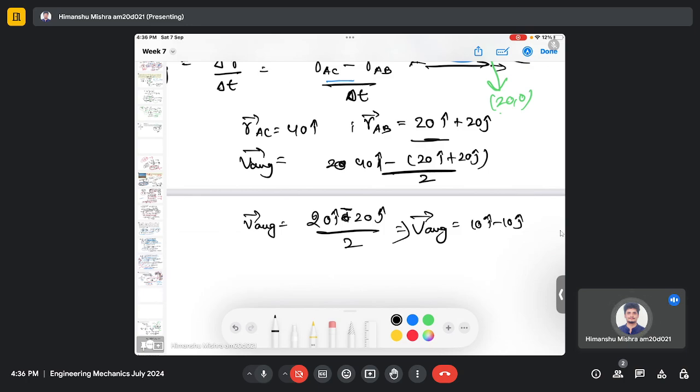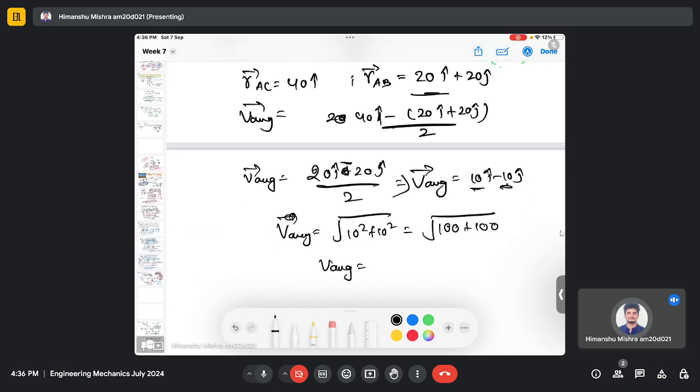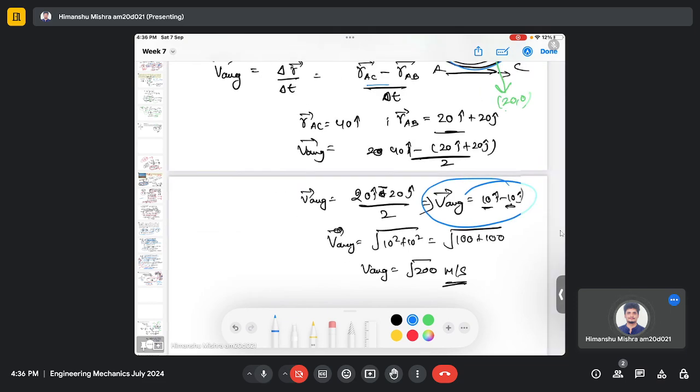And if you want to find the magnitude of the average velocity, it will be 10 squared plus 10 squared. Basically the component squares of this vector, which is 100 plus 100, under root. So the magnitude of average velocity will be root 200 meters per second. So this is the average velocity, and this is the vector form of your average velocity.